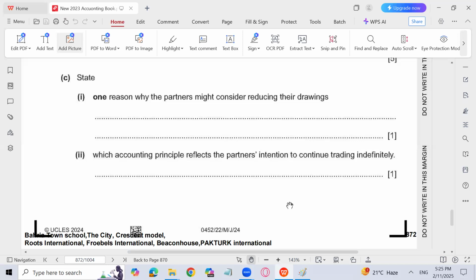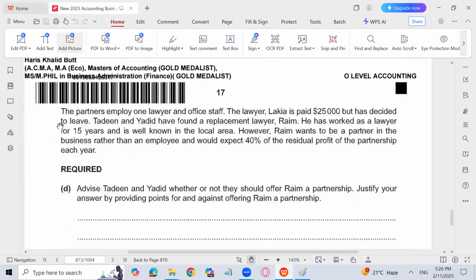Which accounting principle reflects the partners' intention to continue trading indefinitely? Which accounting concept refers to partners continuing the business? Business will continue to operate for an indefinite period. Business will continue to operate and it will not close down. That is the going concern concept. Going concern concept says that business will continue to operate and it will not close down.